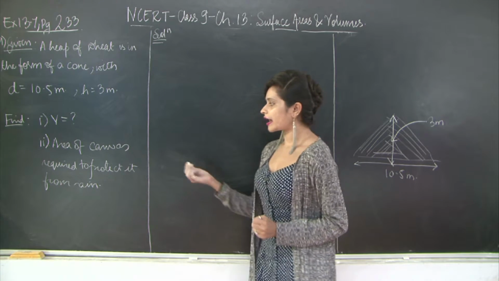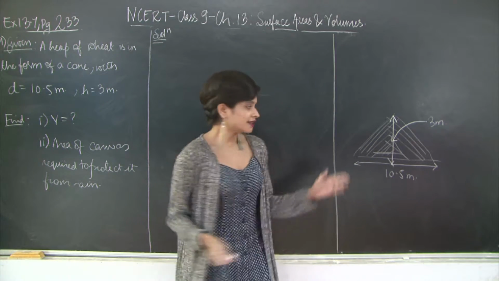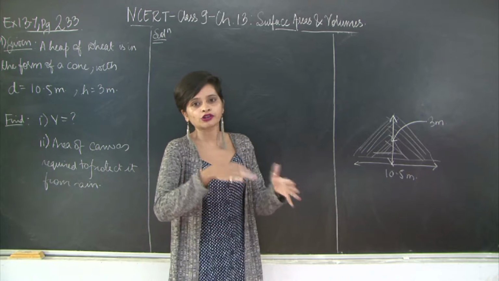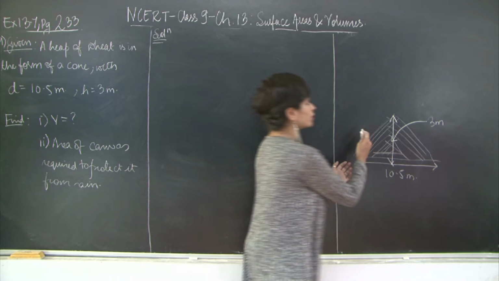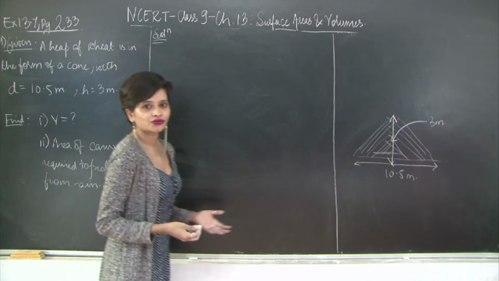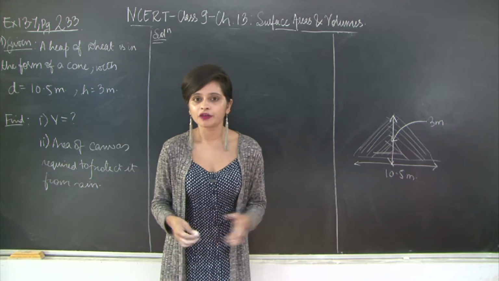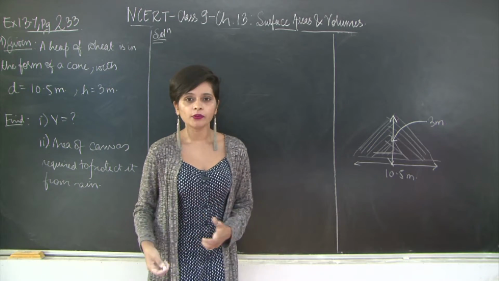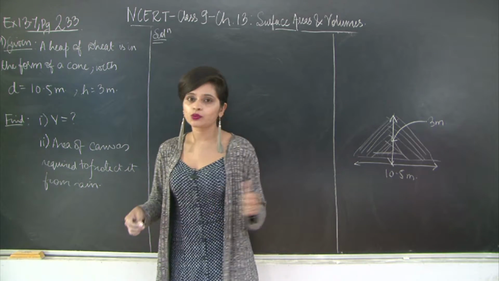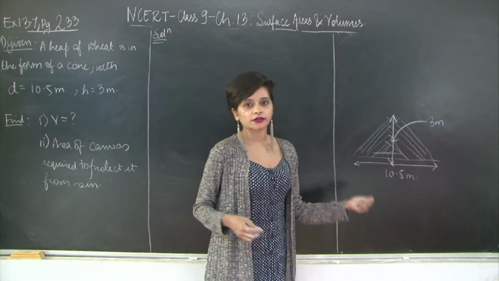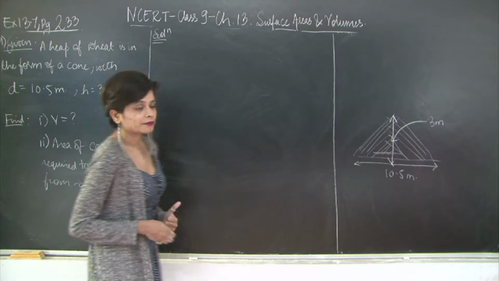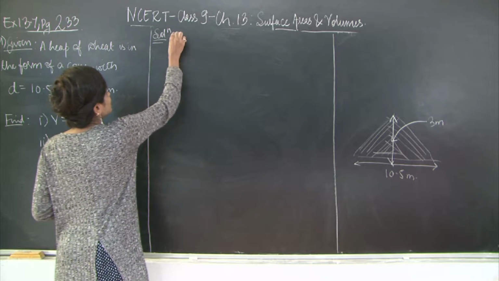Now how about area of canvas required to protect it from rain? See, now the ground region is always covered. We don't really take anything that's piled, one on top of the other, to cover the base. So we are only going to cover this exterior surface, the lateral surface area. So what we need to find is the curved surface area. Curved surface area is pi r L, where r is the radius and L is the sloping length or sloping height. But we have just the perpendicular height. Using Pythagoras theorem, we can find the sloping height and thereby the curved surface area. So let's get started first by finding the radius.